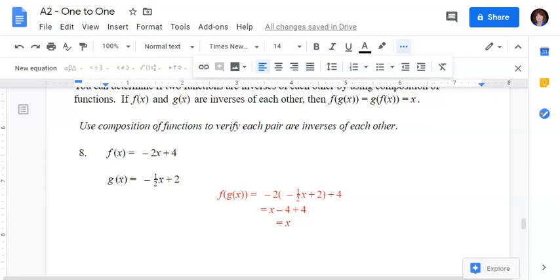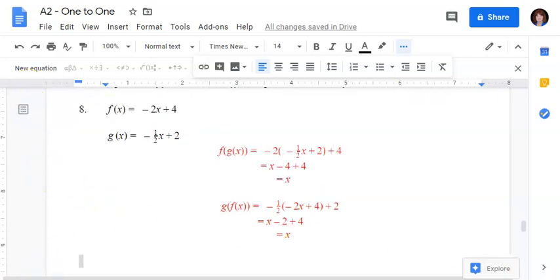Now let's verify that the composition g of f of x is also x. So now we have replaced the x in the function g of x with the expression -2x plus 4. Then we've distributed the -1/2. -1/2 times -2 is +1, so that gives you +1x. And then -1/2 times 4 is -2. And -2 plus 2 will give you a 0. So the output again is x.